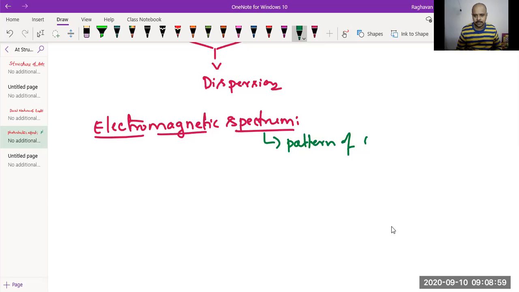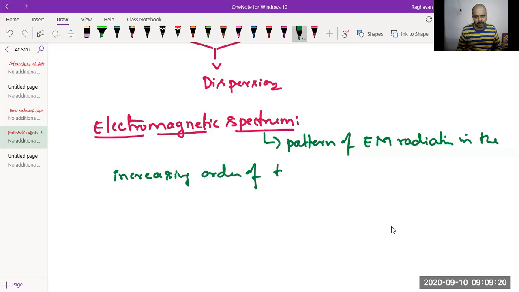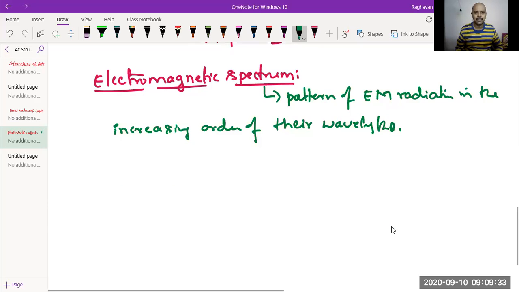So the electromagnetic spectrum is the pattern of electromagnetic radiations in the increasing order of their wavelengths. If you arrange all the radiations in nature in the increasing order of their wavelengths, then whatever you get is the electromagnetic spectrum, and it has all the different radiations.